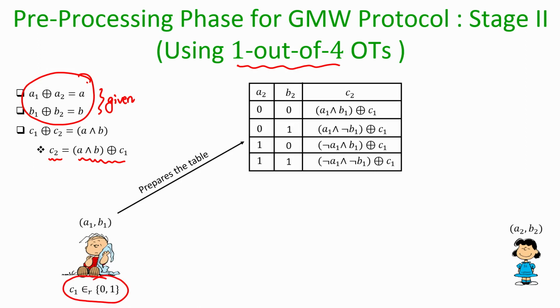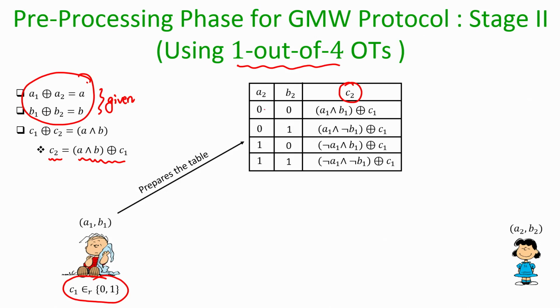You can prepare a table indexed by the shares of A and B that are available with the other party. Now, depending upon the shares of A and B which are held by the other party, in his mind the first party can compute the values of C2. Well, it does not know what exactly is the value of A2, what exactly is the value of B2, and hence what exactly is the value of C2. He is just preparing this table in his mind.